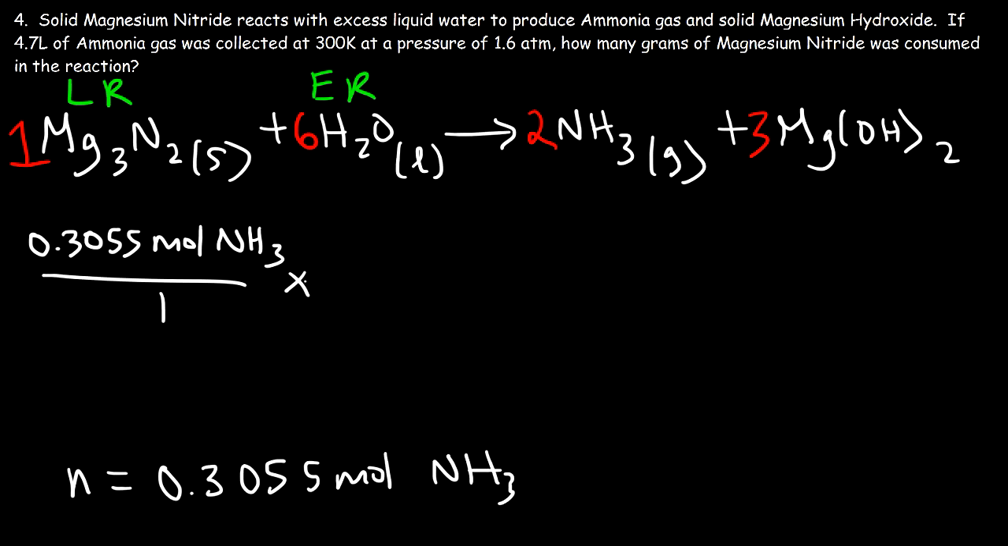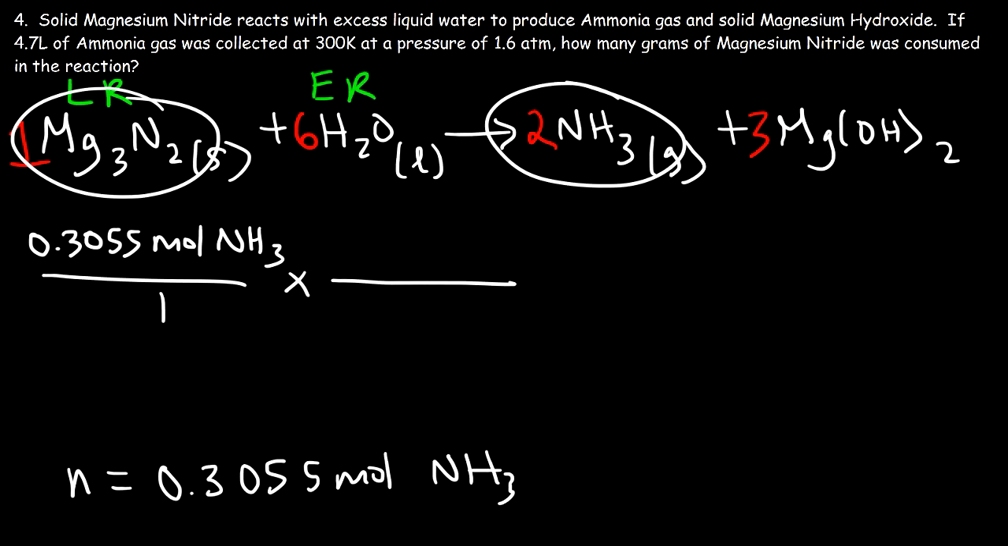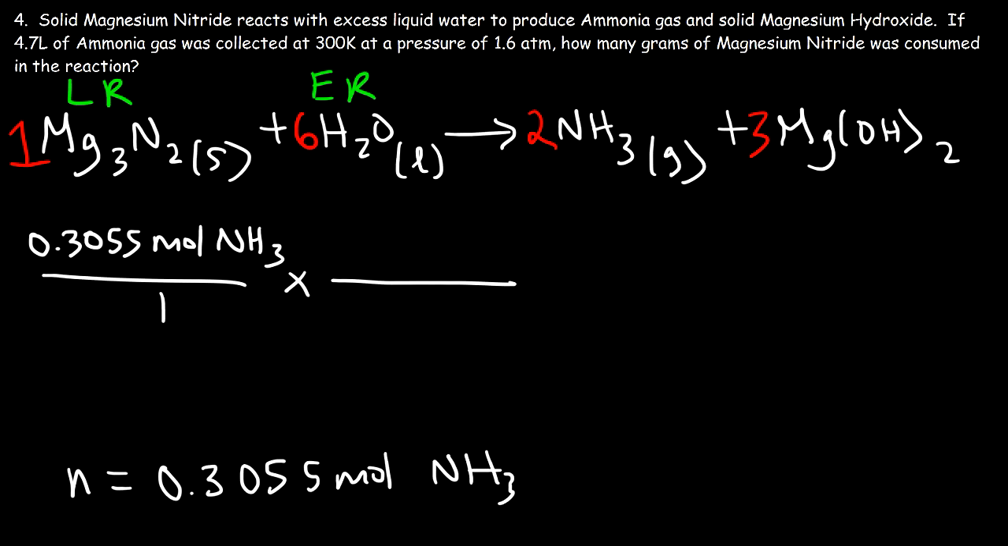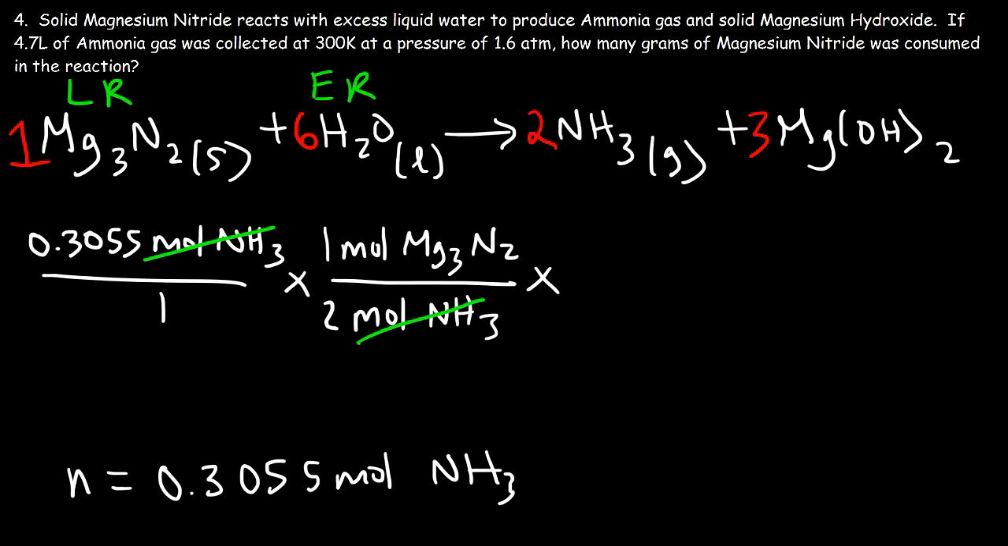So first, we need to use the molar ratio to change the substance from NH3 to Mg3N2. And we have a 1:2 ratio. So for every 2 moles of NH3 that are produced in a reaction, 1 mole of magnesium nitride will be used up. So now we can convert it to the grams of Mg3N2.